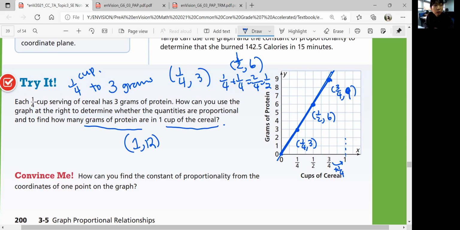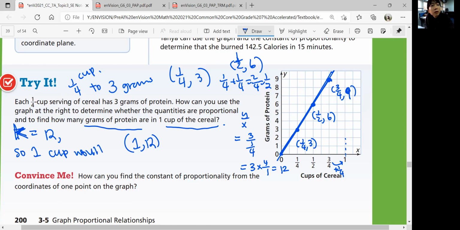So these are proportional. K is equal to what? Your y over x is 3 over 1/4, which is 3 times 4 over 1. So it's 12. The constant of proportionality is 12, which is K is 12. So 1 cup would have 12 grams of protein.